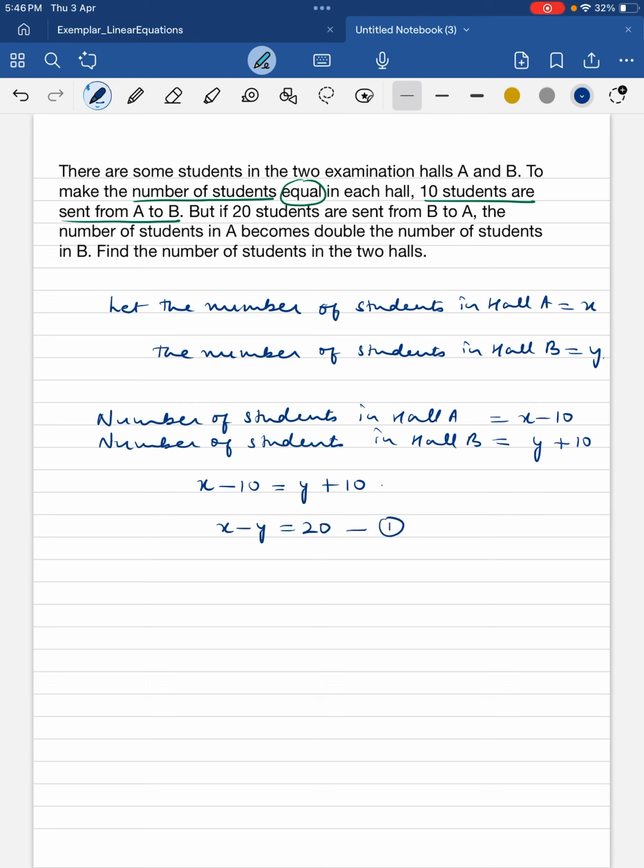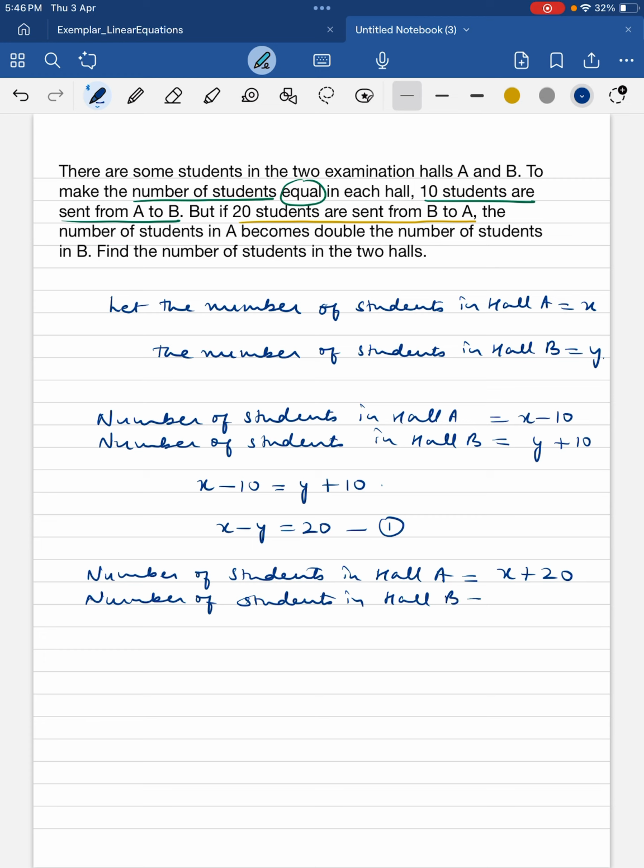Now, in the second situation, they have mentioned that 20 students are sent from hall B to A. So what happens when 20 students are sent from B to A? Number of students in hall A now becomes X plus 20, and the number of students in hall B now becomes Y minus 20.